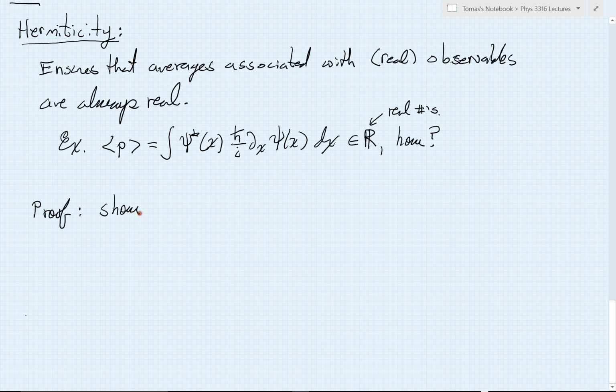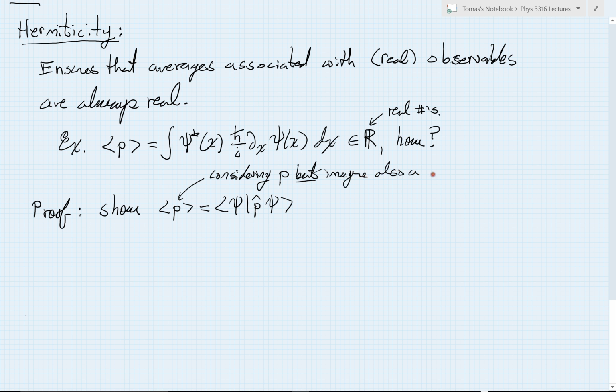So what we want to do is show that the average of the momentum, which is going to be always real, and we know how to compute that average. It's psi times the momentum operator applied back to psi again. And I want to show that that is always real. So I just want to make my note here. We're considering P, but parts of this consideration are general. We can imagine also a general observable.